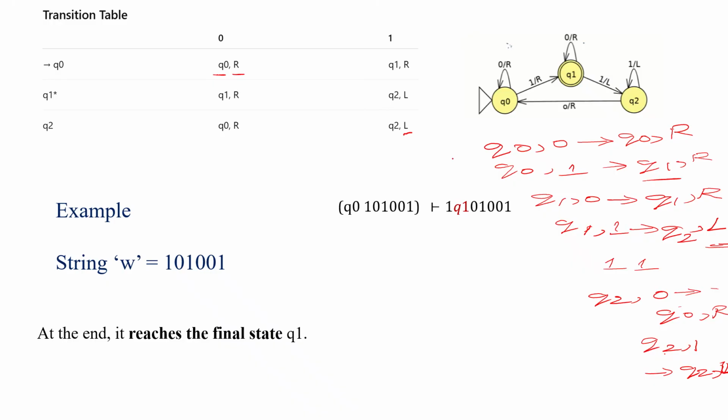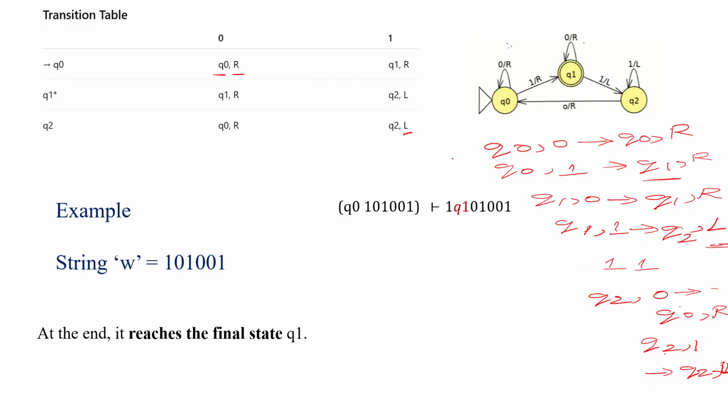Now we'll discuss one example. Consider the string w equal to 101001. We'll check whether the string is read by the two-way automata, which means accepted by the two-way automata. Here consider Q1 is a final state and Q0 is the initial state. Now how will you write this? Q0 is the initial state, and the entire string 101001 must be written here.